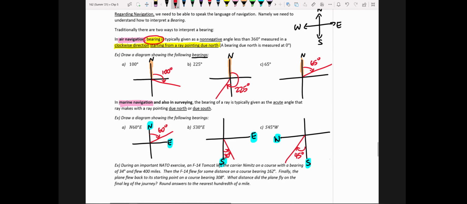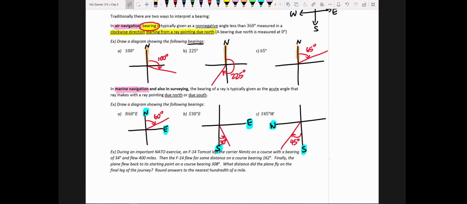Okay, so when we see the key term bearing, we're going to start north and naturally go clockwise. So start at 12 o'clock and travel clockwise. If they give us the north, south, east, west directions, then we start at the north, south line, travel towards the east, west line.